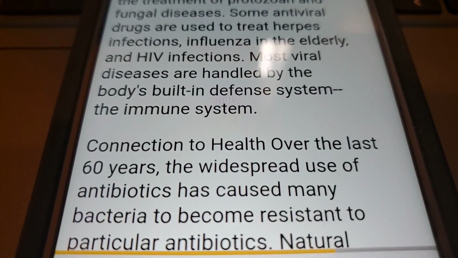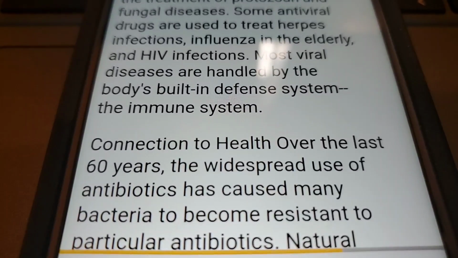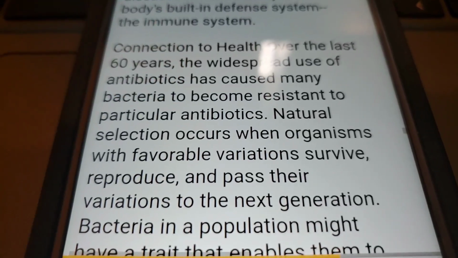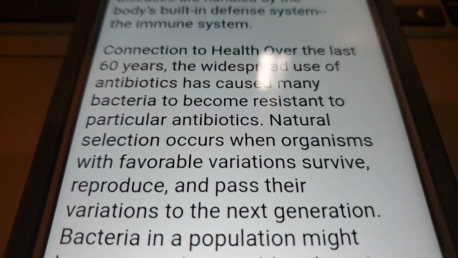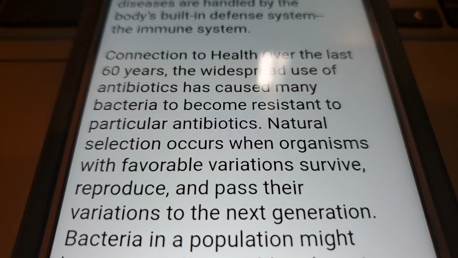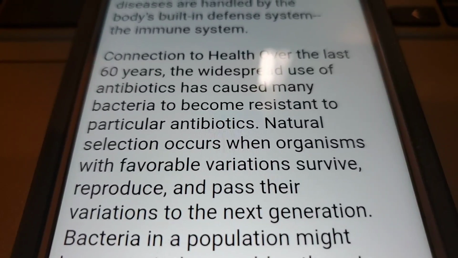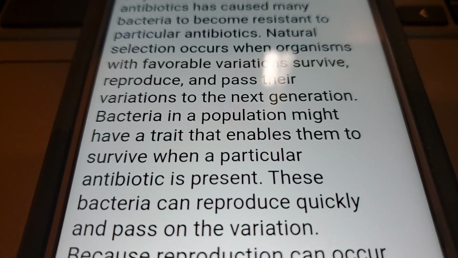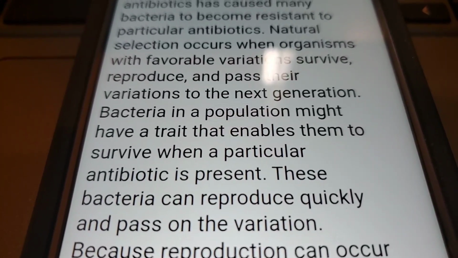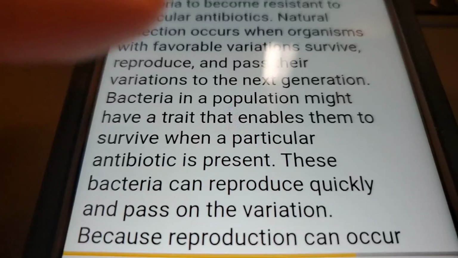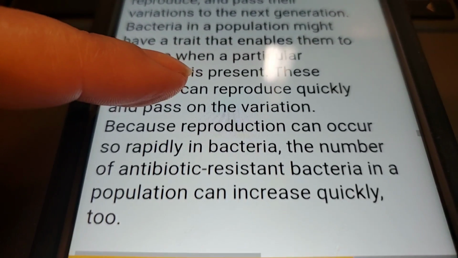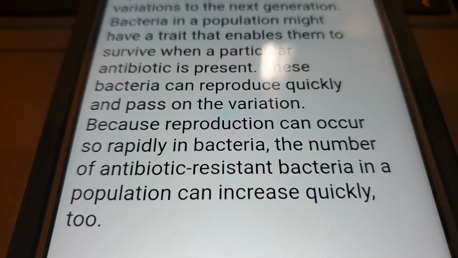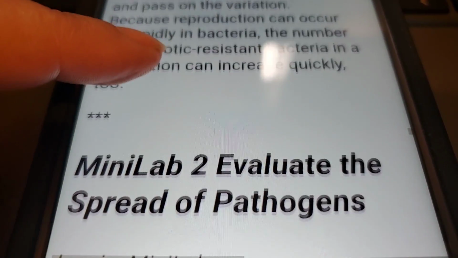Connections to health. Over the last 60 years, the widespread use of antibiotics has caused many bacteria to become resistant to particular antibiotics. Natural selection occurs when organisms with favorable variations survive, reproduce, and pass their variations to the next generation. Bacteria in a population might have a trait that enables them to survive when a particular antibiotic is present. These bacteria can reproduce quickly and pass on the variation. Because reproduction can occur so rapidly in bacteria, the number of antibiotic-resistant bacteria in a population can increase quickly too.